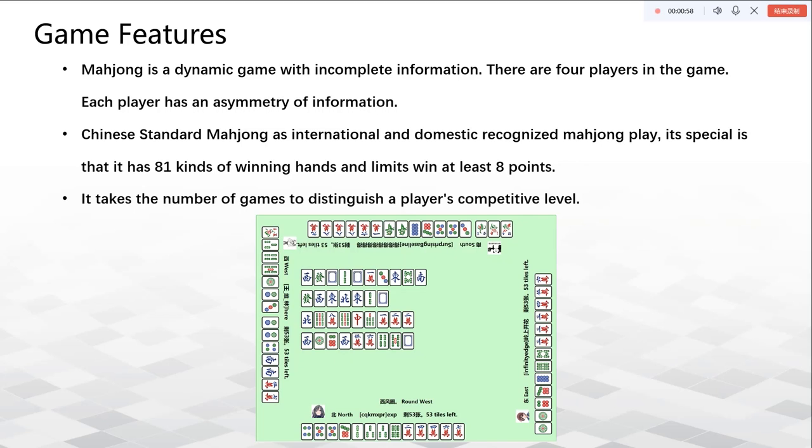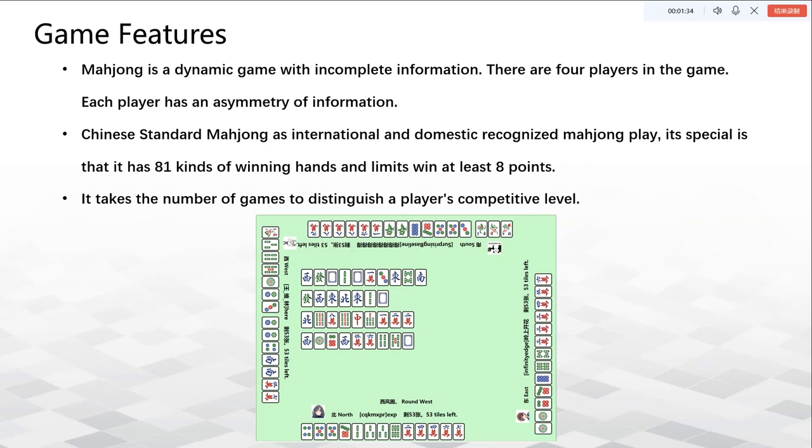The game is Chinese standard Mahjong. It is an internationally and domestically recognized Mahjong game. Its special feature is that it has 81 kinds of winning hands and limits winning to at least 8 points. So there are 81 ways to win, and each way has its points. The limitation eliminates the ways worth less than 8 points. The limitation also adds difficulty and interest.